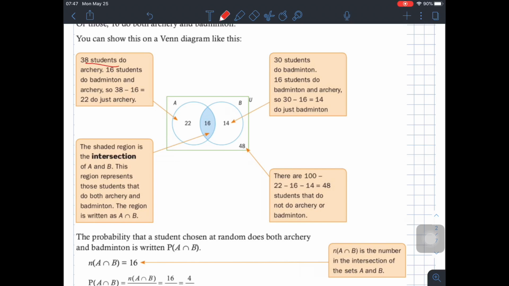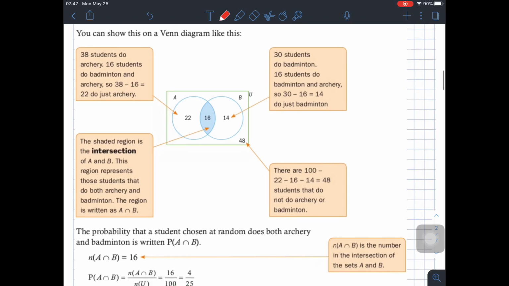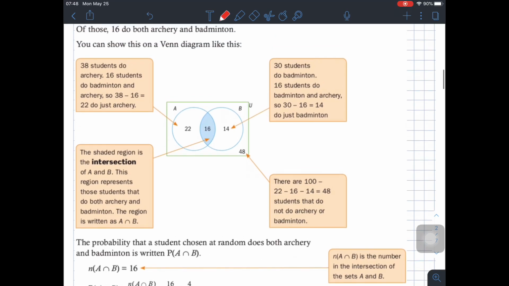So it says 38 students do archery, 16 students do badminton and archery. So 38 minus 16 is 22 who just do archery. So this is something that you need to pay attention to when working with Venn diagrams. If you're given this number 38, you don't directly put 38 here because there's a number of people who would do both archery and badminton. So the number that you would put here in this case is 22, which is this subtraction over here. So that's something you always need to pay attention to when working with Venn diagrams.